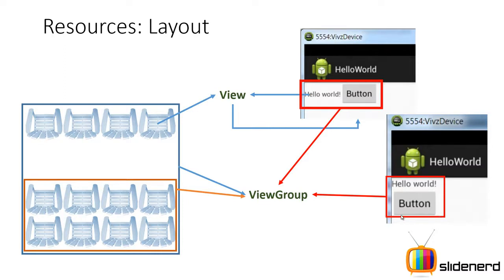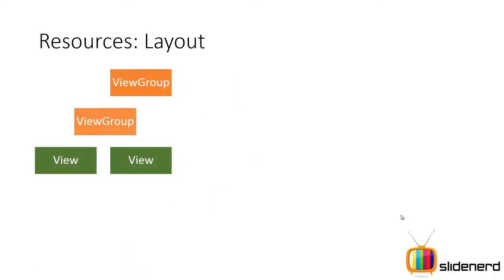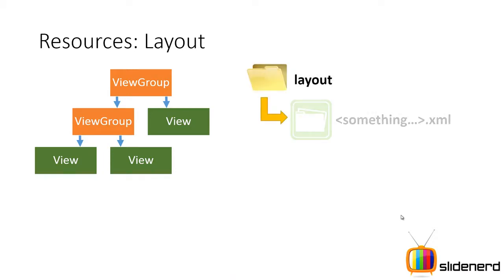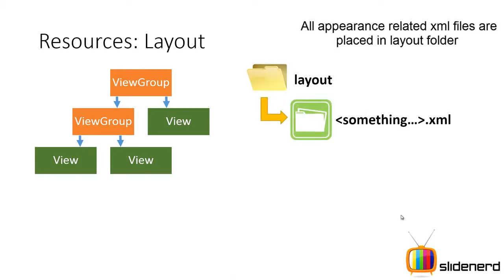What is the relationship between view and a view group? So what you have is a view group, you can have other views inside, you can also have other view groups inside. That's how your complex appearance is achieved in Android apps. So let me go ahead and talk about this. You have these appearance files inside some XML file which is inside this layout folder in your Android project, alright.